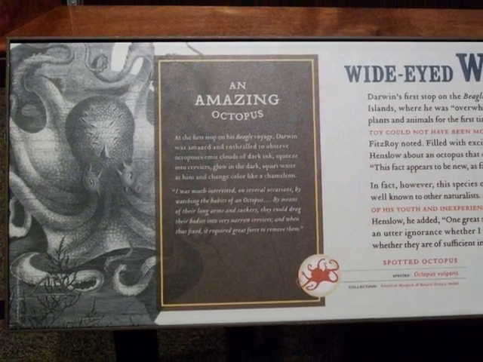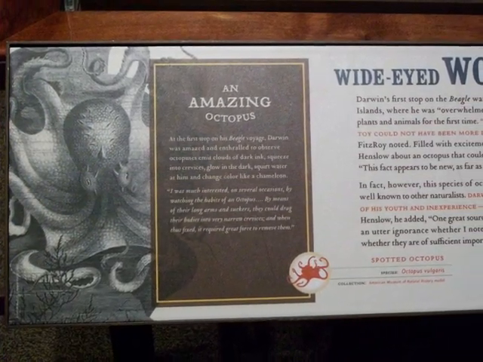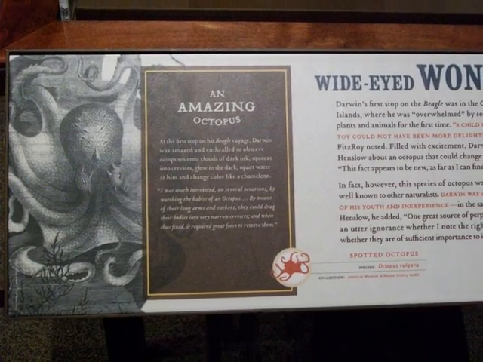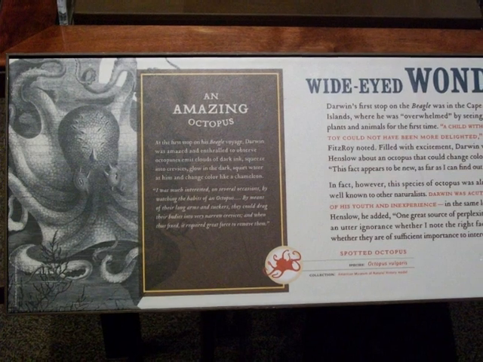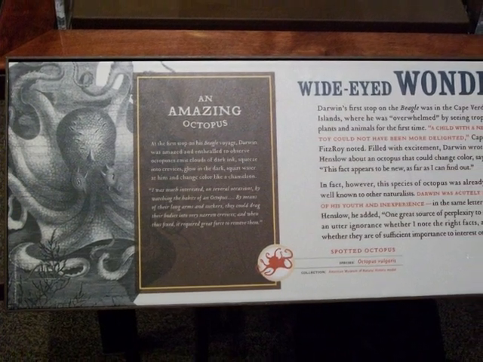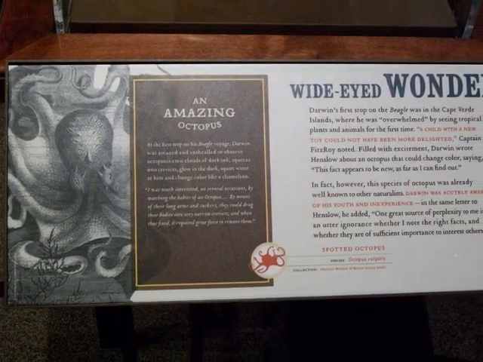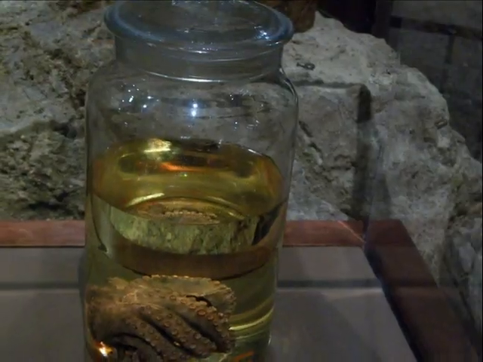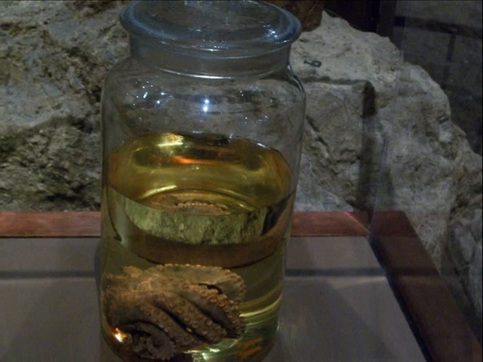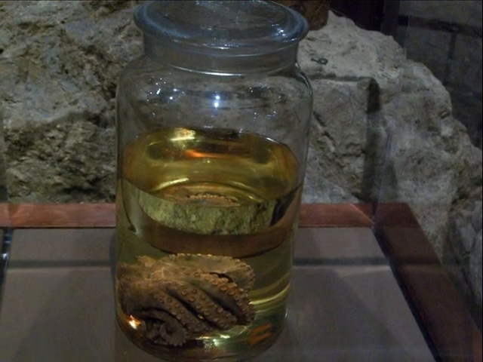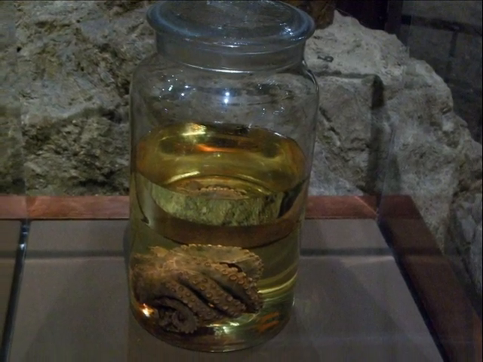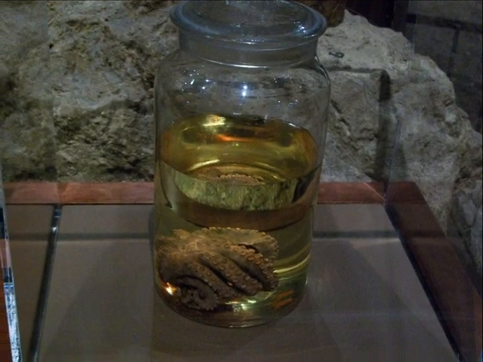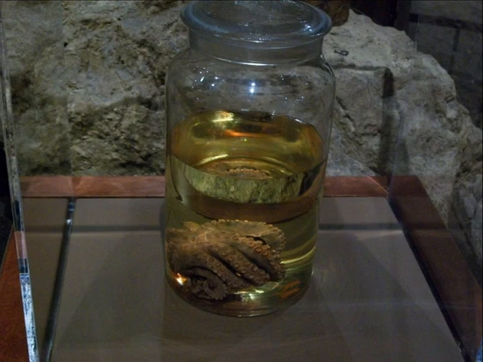At the first stop on his Beagle voyage, Darwin was amazed and enthralled to observe octopus emit clouds of dark ink, squeeze into crevices, glow in the dark, squirt water at him, and change color like a chameleon. He was interested on several occasions by watching the habits of the octopus. By means of their long arms and suckers, they could drag their bodies into very narrow crevices, and when thus fixed, it required great force to remove them.